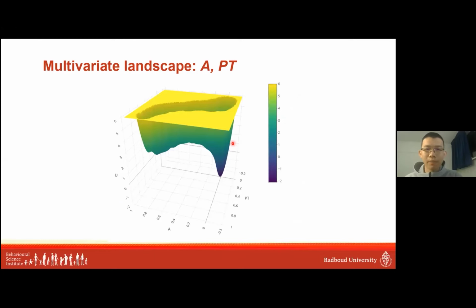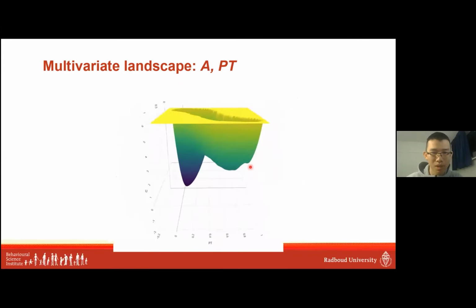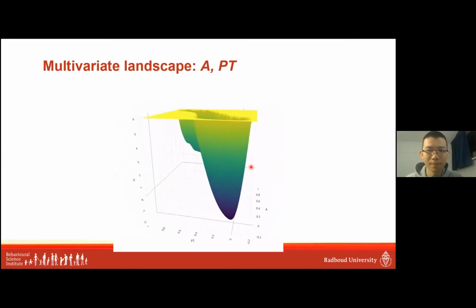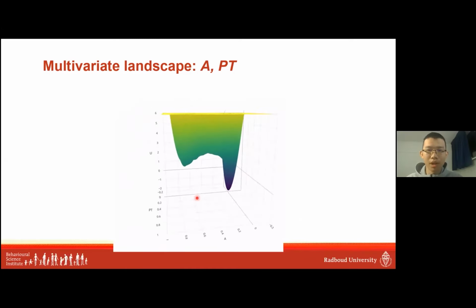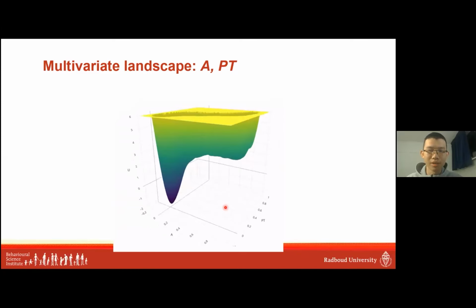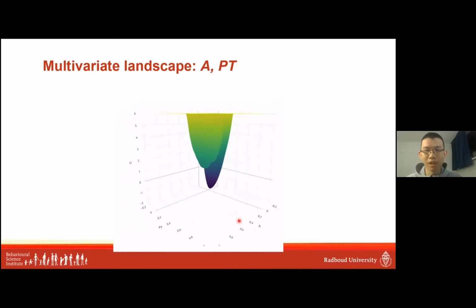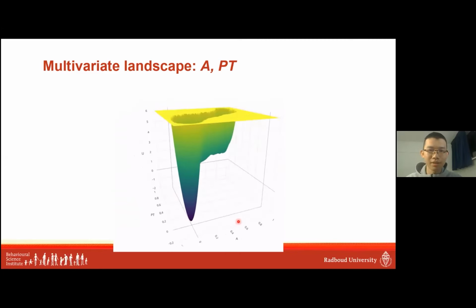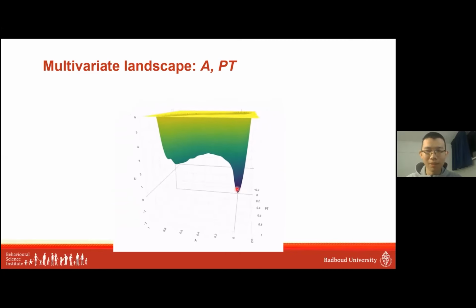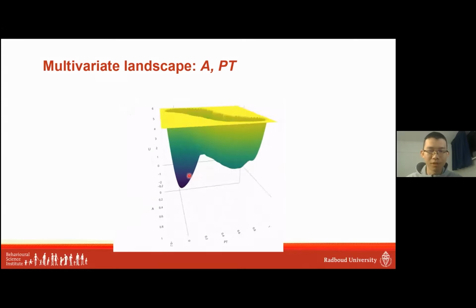And if we make a bivariate landscape of arousal and perceived threat, we can also see the two stable states. This is a 3D graph, so we can see it rotating like this. Moreover, the two variables are highly coordinated. So if one is higher, then the other also tends to be higher, and vice versa. Together, they make a valley here in the landscape with two locally stable points.